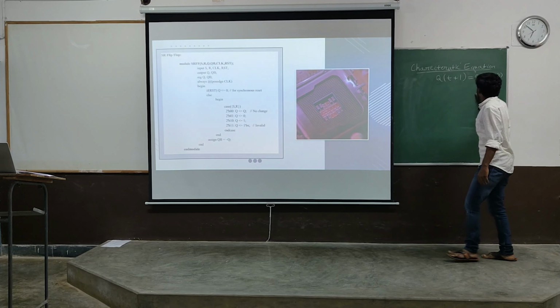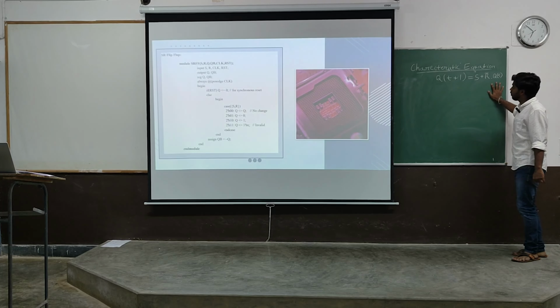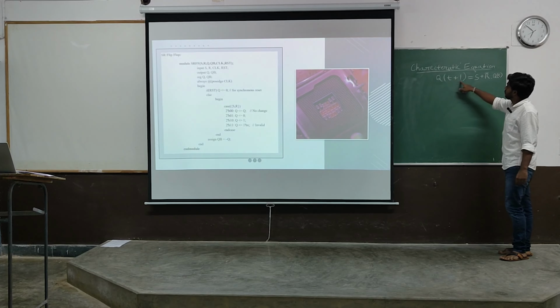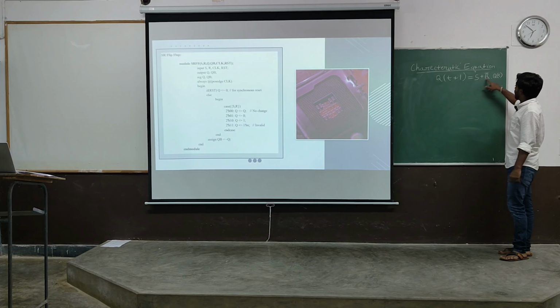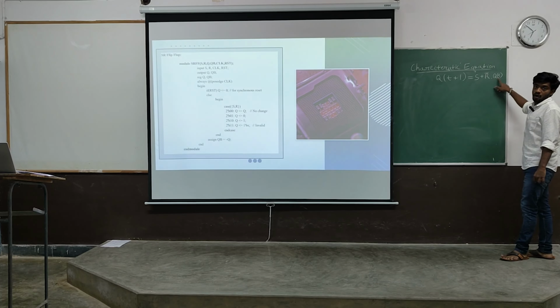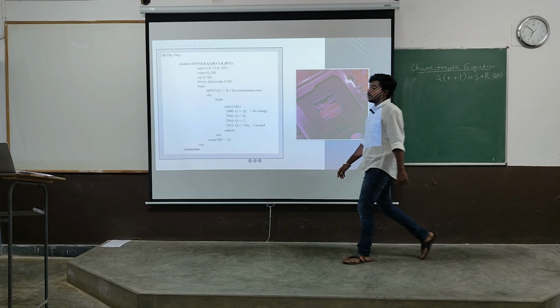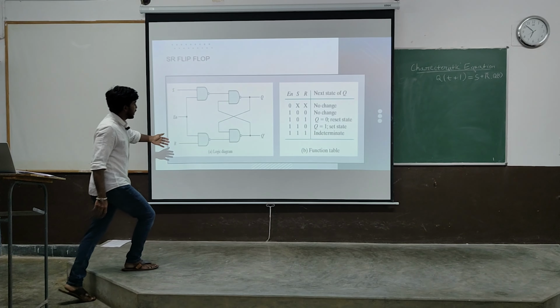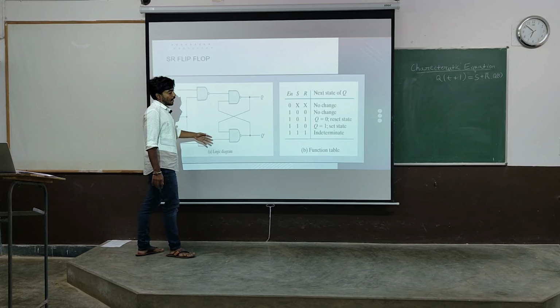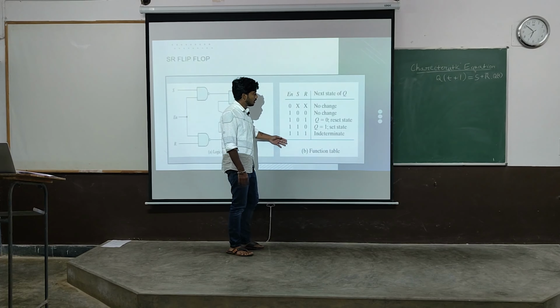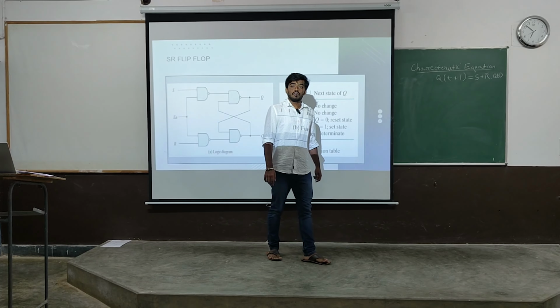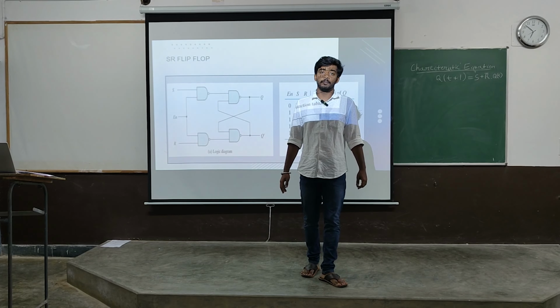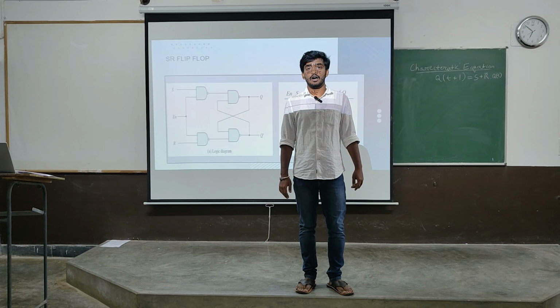And this is the characteristic equation of SR flip-flop. The equation is Q of t plus 1 is equal to S plus R bar into Q of t. And now we are going to see the logical diagram of SR flip-flop. This is the logical diagram of SR flip-flop, and this is the functional table of SR flip-flop. So let us execute SR flip-flop in the lab and let us see the output.